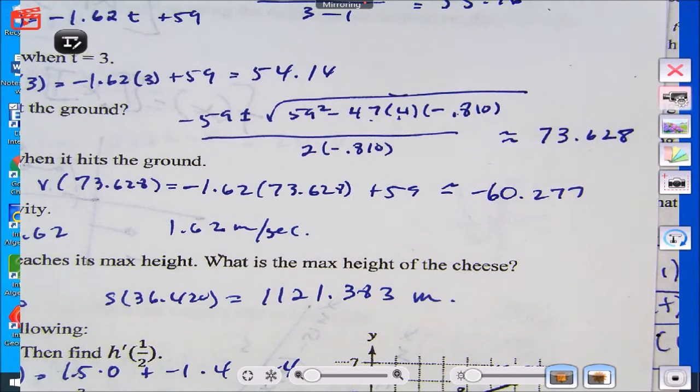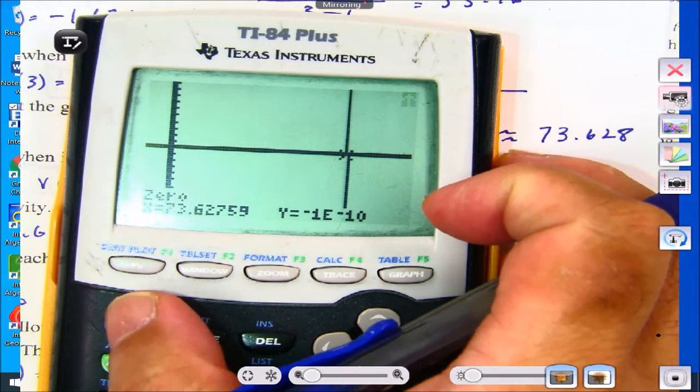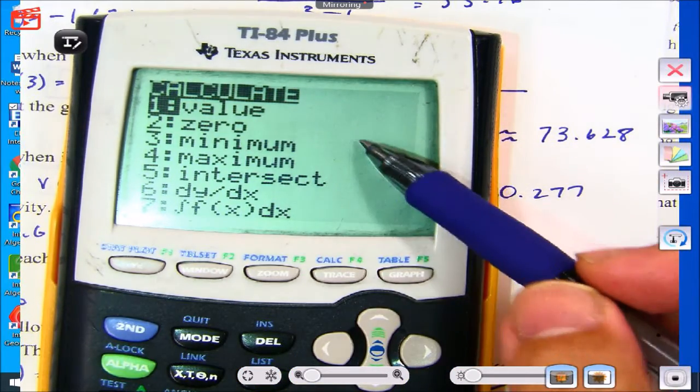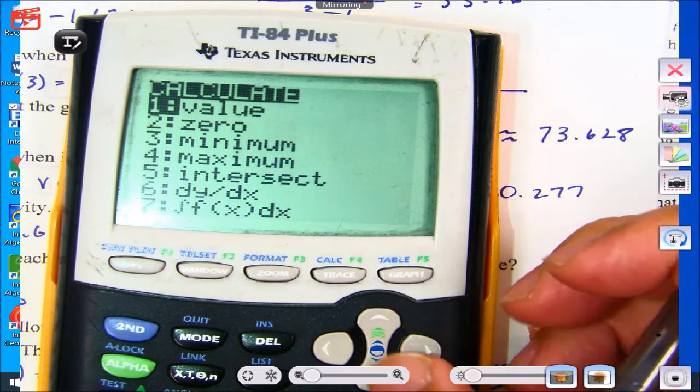So what was the next step to change the X to main or whatever? I got the graph, but I need to change it so I can see the X where it is zero. You said second calc? Oh, second calc, yeah. Where's calc? Calc is the second button from the top. And then you went to zero. Yeah, zero.